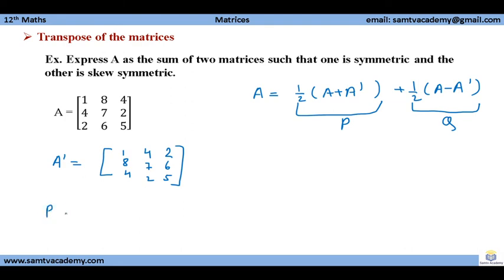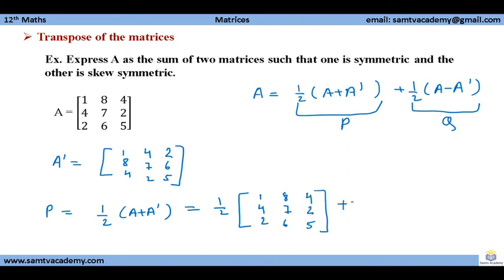Now find the value of P. P is equal to 1 by 2 (A plus A transpose). We will write A here, that is 1, 4, 2, 8, 7, 6 and 4, 2, 5. Next we write A transpose, that is 1, 8, 4 has become a column, 1, 8, 4, 4, 7, 2 and last is 2, 6, 5. We will add it. Go to the next slide because space is not there. So here we will solve.